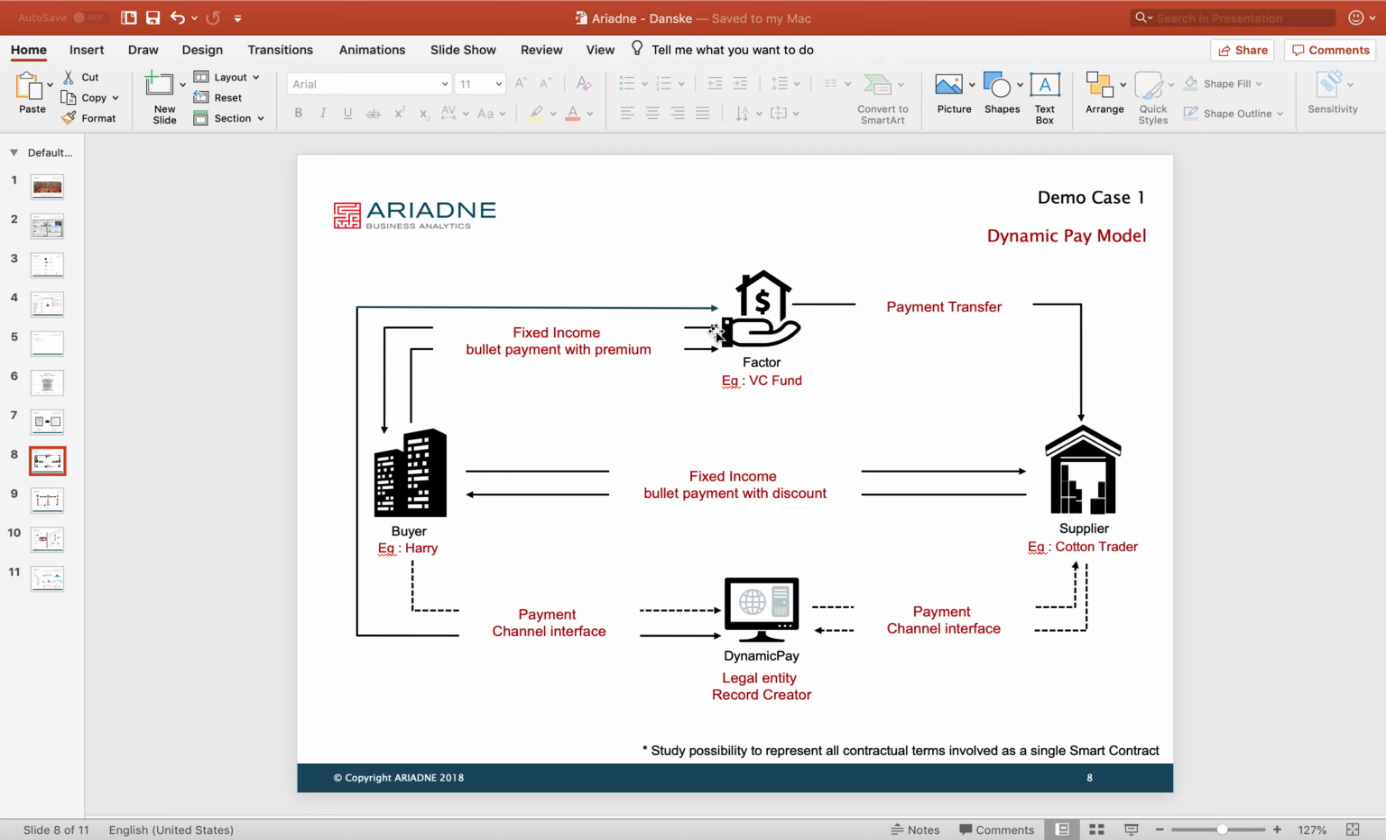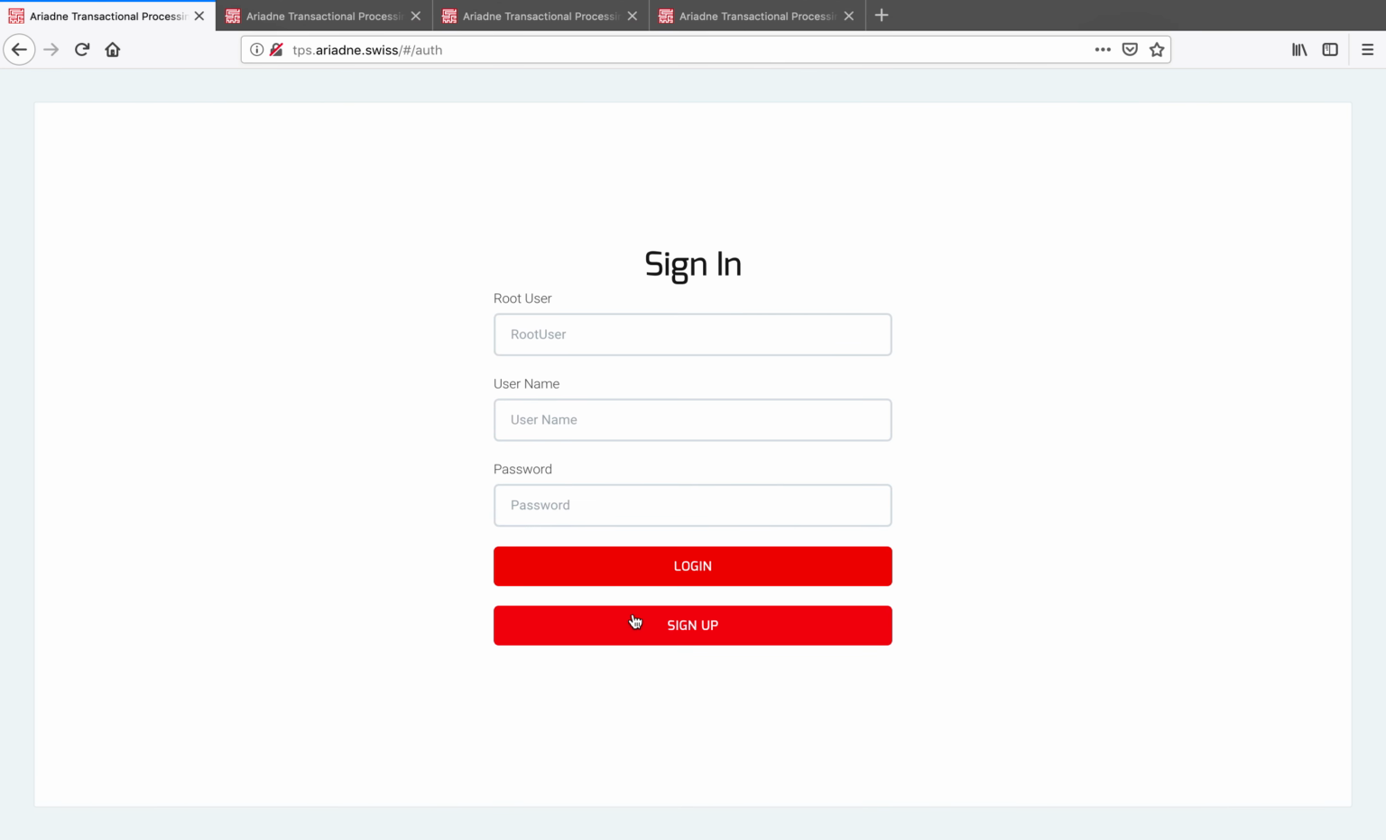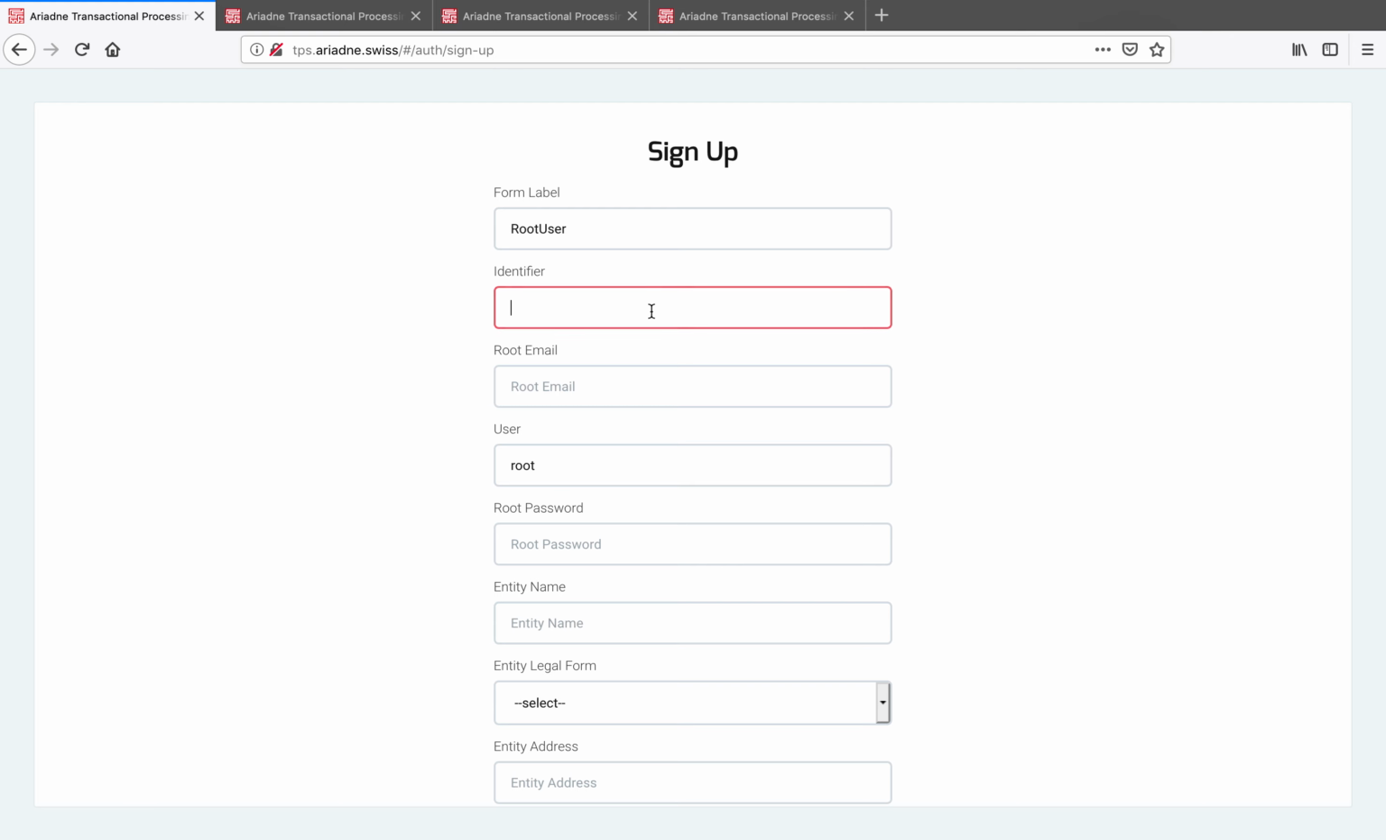The dynamic pay ecosystem contains the following categories of counterparts: 1. The suppliers, 2. The buyers, 3. The factors. Each of the counterparts can sign up to an account. Here, the identifier indicates a username that can be made publicly available in the ecosystem.